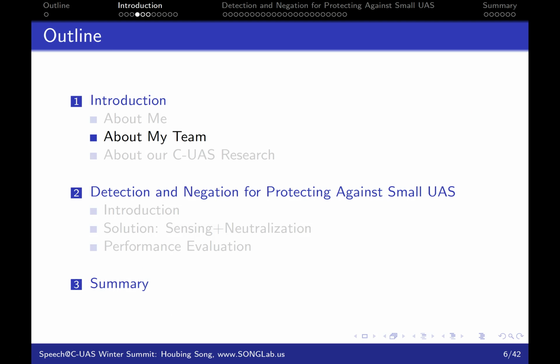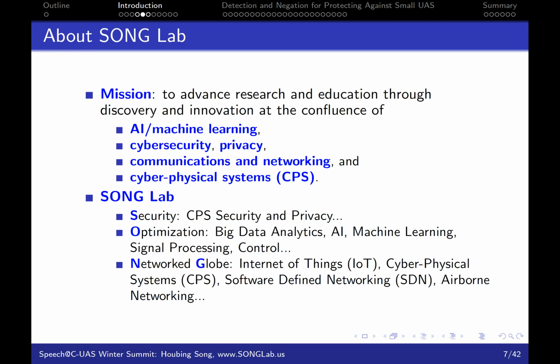So about my team. My lab is named after my last name. The mission of my lab is to advance research and education through discovery and innovation at the confluence of 4 areas: AI, machine learning, cybersecurity, privacy, communications and networking, and cyber physical systems. My lab is called the Soon Lab.